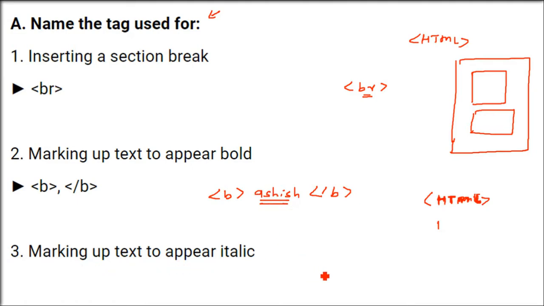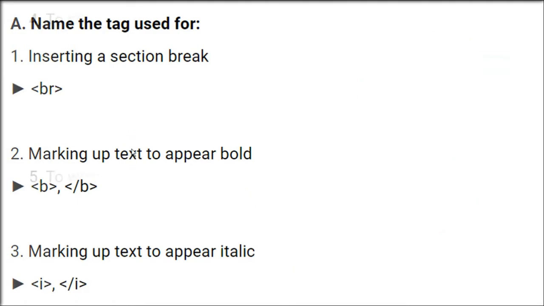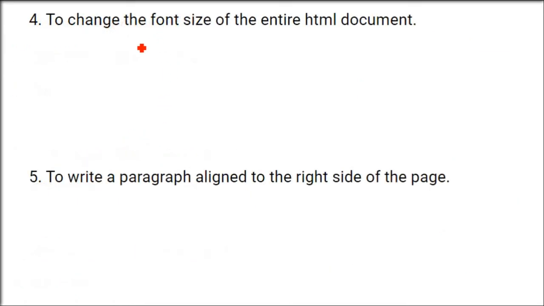Marking up text to appear italic. Now you want this Ashish to be shown in a sharp font, slanted, angled. So you will use I. What are you going to use? I. This is for making your content or text italic.